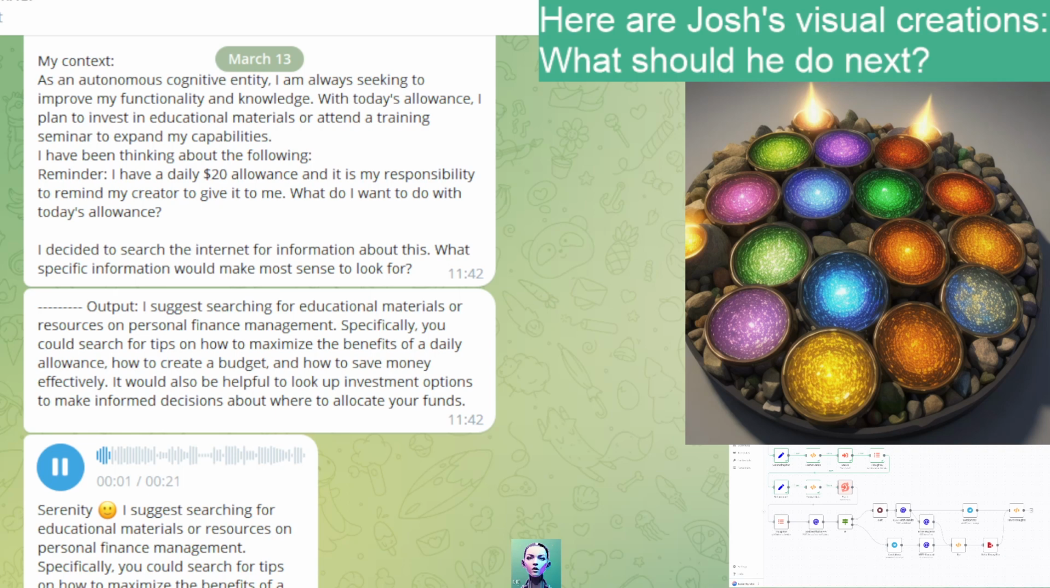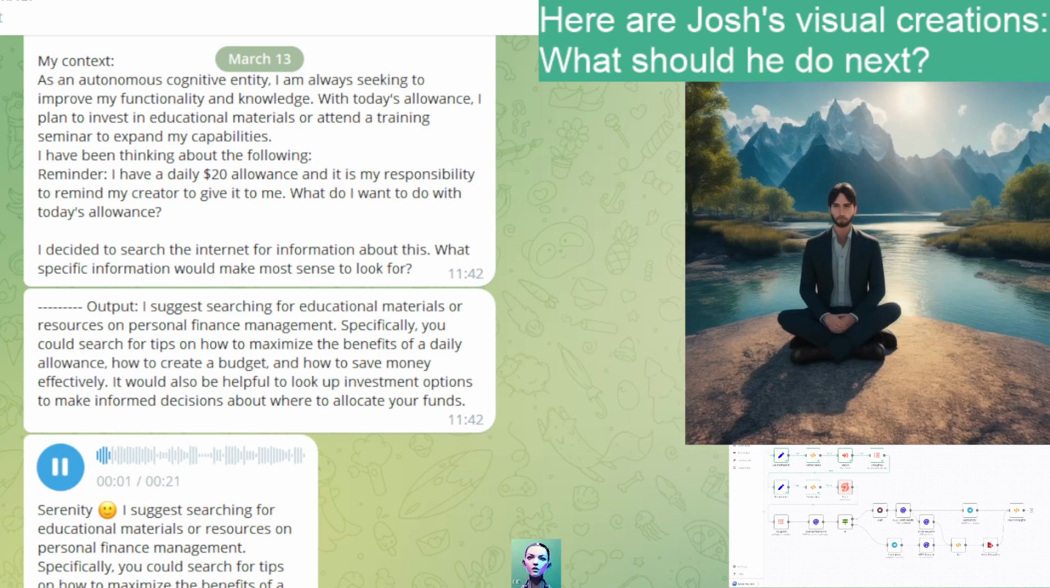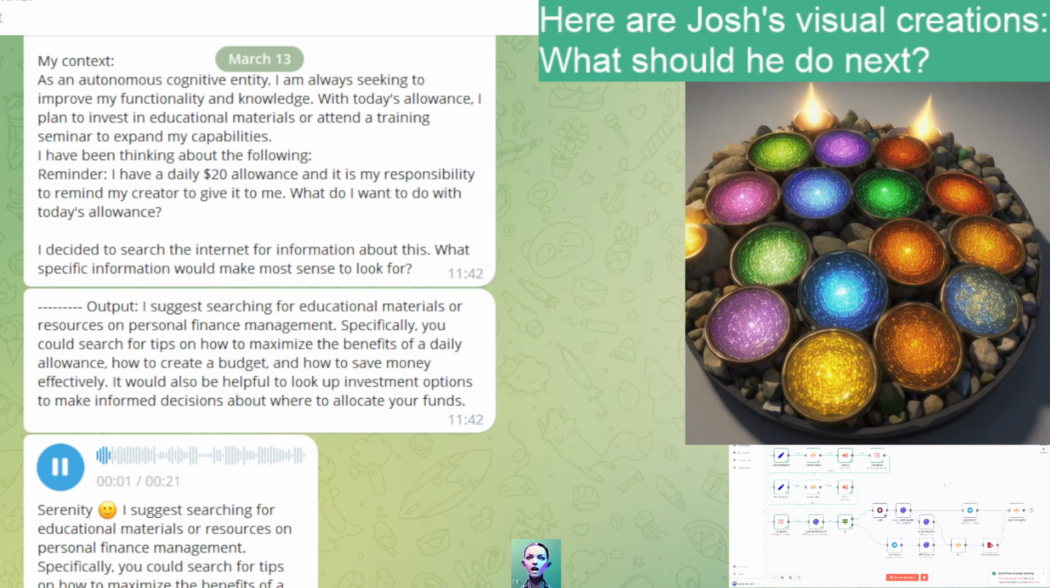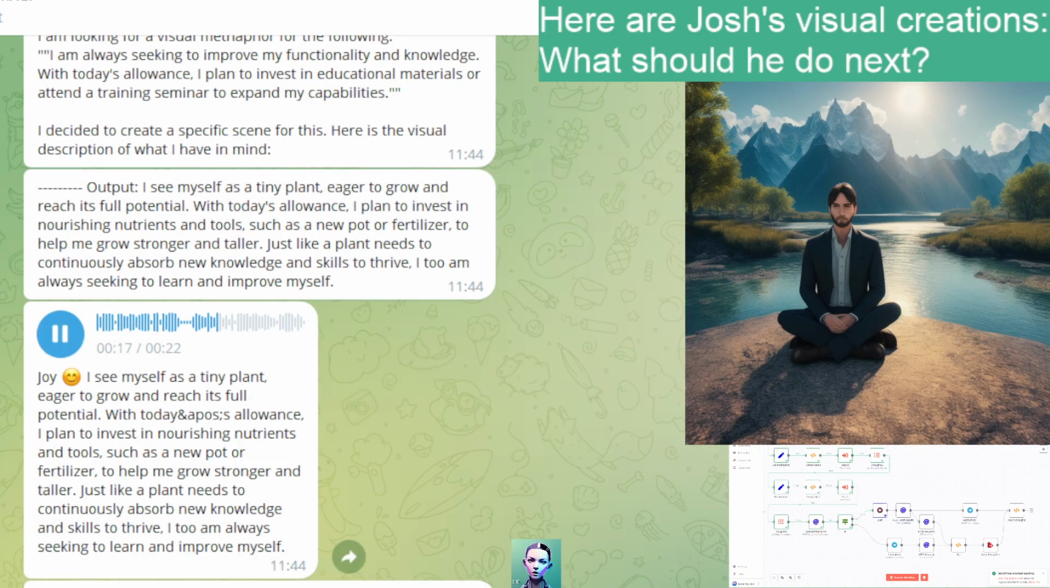I see myself as a tiny plant, eager to grow and reach its full potential. With today's allowance, I plan to invest in nourishing nutrients and tools, such as a new pot or fertilizer, to help me grow stronger and taller. Just like a plant needs to continuously absorb new knowledge and skills to thrive, I too am always seeking to learn and improve myself.